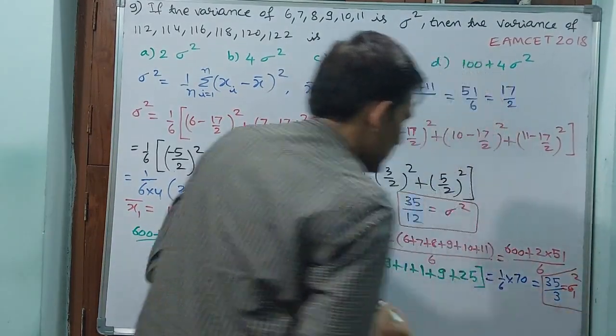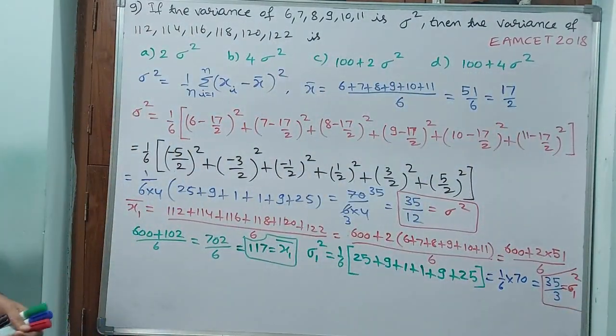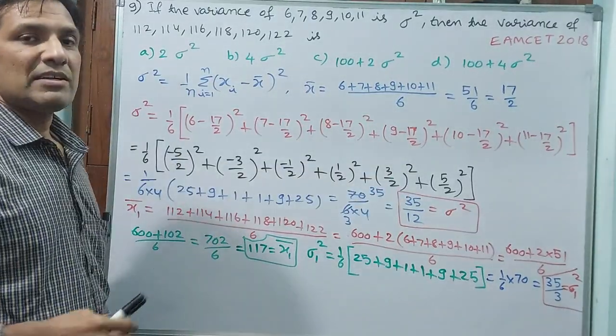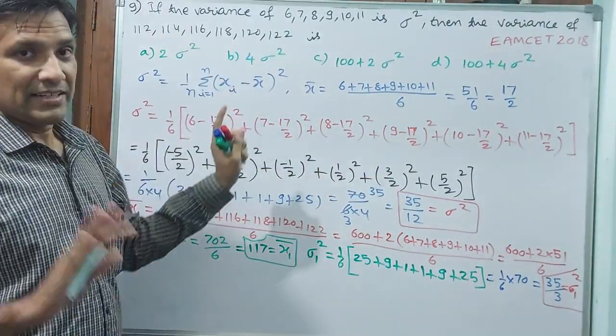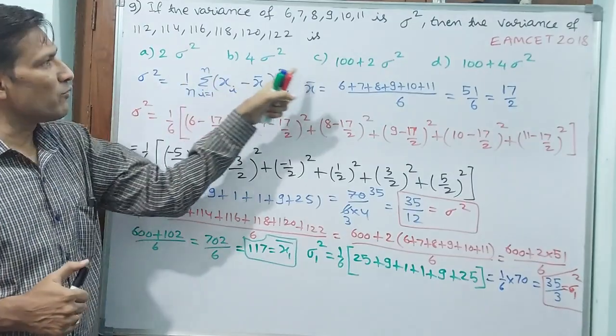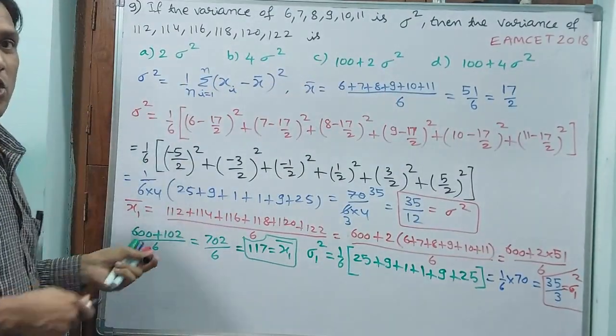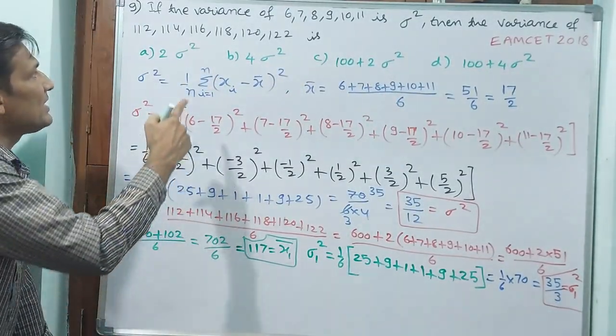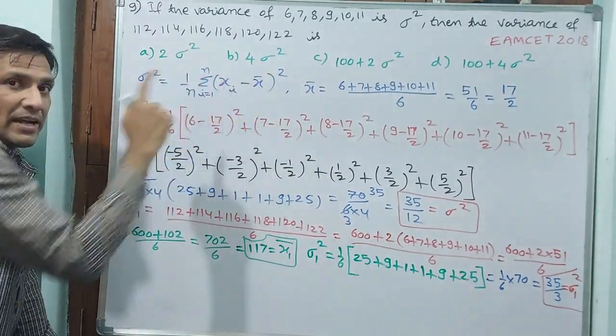Sigma 1 square will be 35 by 3. Now you see, they are not asking what is the sigma 1 square or what is the variance. They are asking a comparison. If you observe carefully, you have to do a comparison, and while doing the comparison, you also have to think which one is the answer.